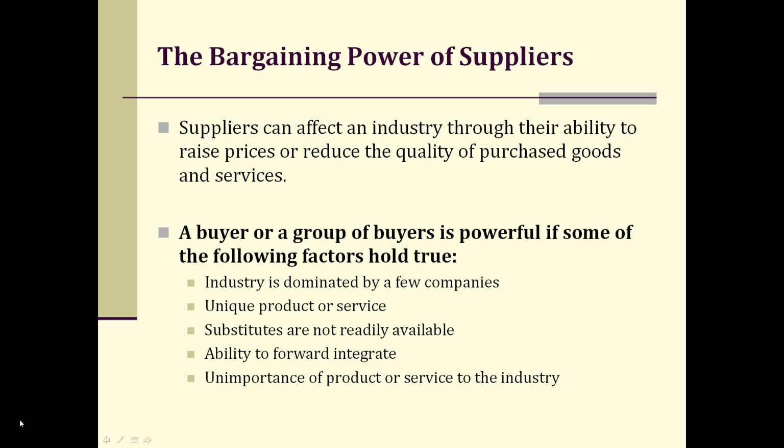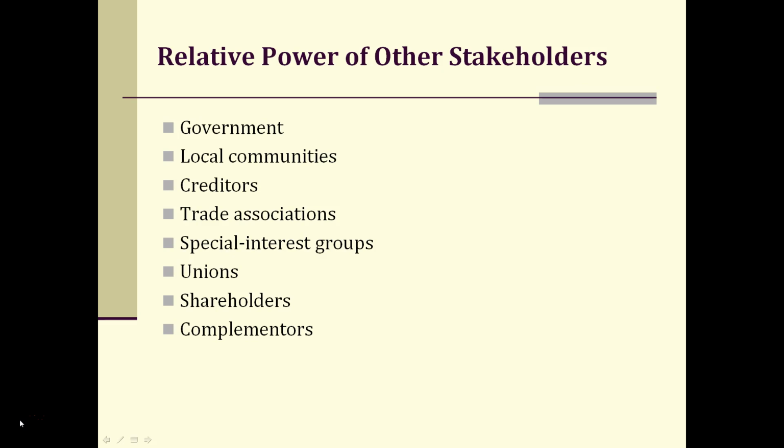A sixth force should be added to Porter's list to include a variety of stakeholder groups from the task environment. Some of these groups are governments, if not explicitly included elsewhere, local communities, creditors, if not included with suppliers, trade associations, special interest groups, unions, if not included with suppliers, shareholders, and complementors.